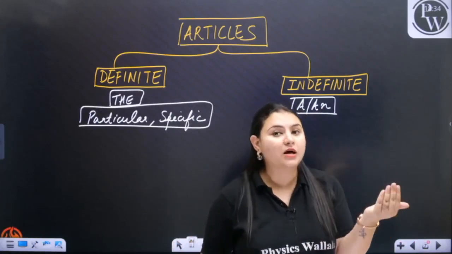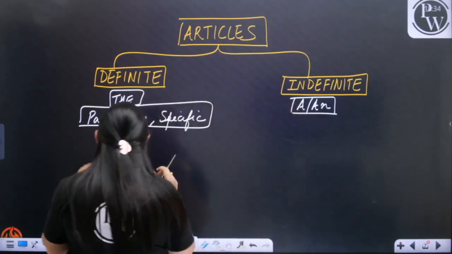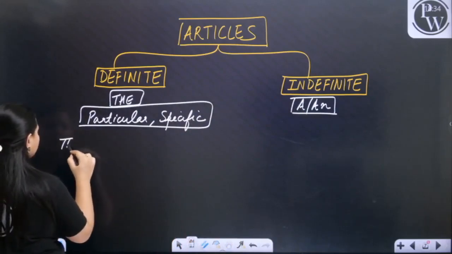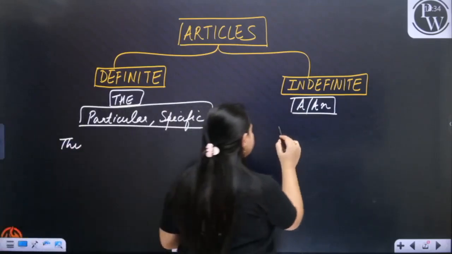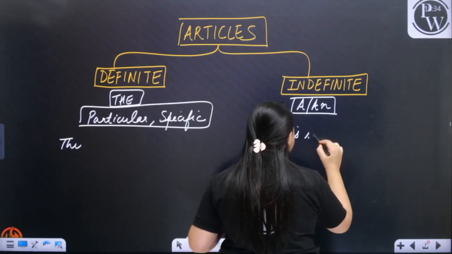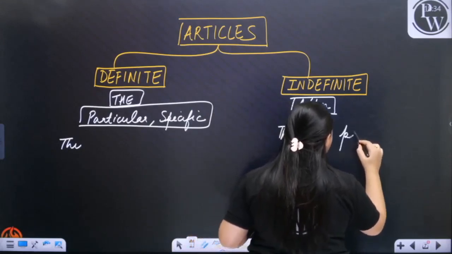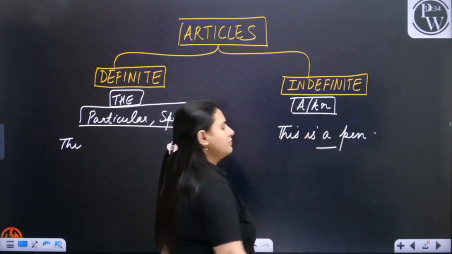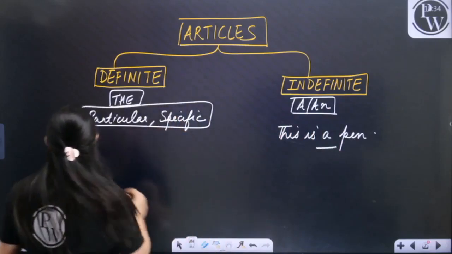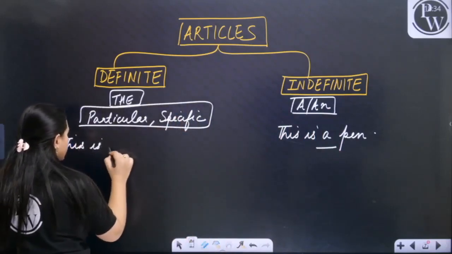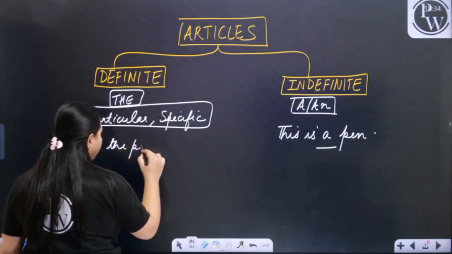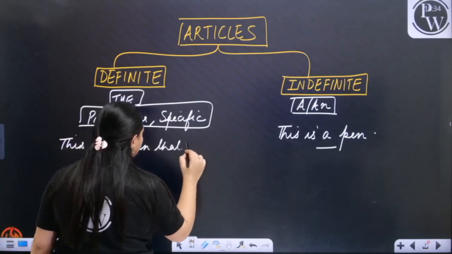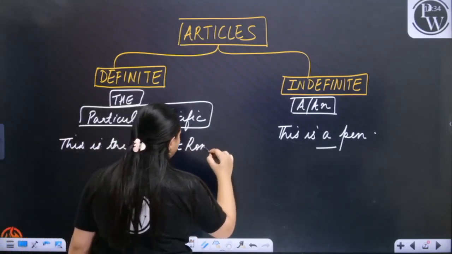Now, let's learn it through an example. First, let's learn this thing. This is a pen. This is the pen that Roma gifted me.